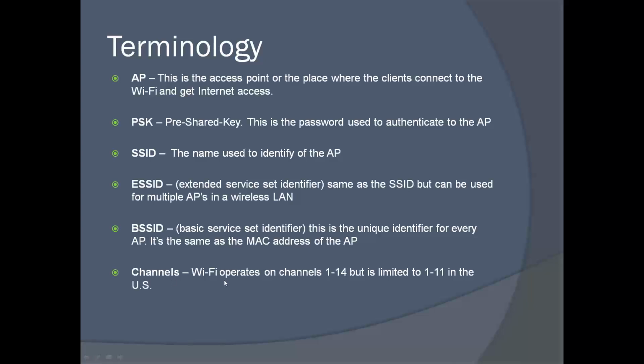Channels. Wi-Fi operates on channels 1 through 14, but it's limited to 1 through 11 in the US. Now, depending upon what country you're in, yours may be different. All of the APs and the Wi-Fi adapters in the US are limited to 1 through 11 by law, right? But in other countries, 12, 13, and 14 are also available.